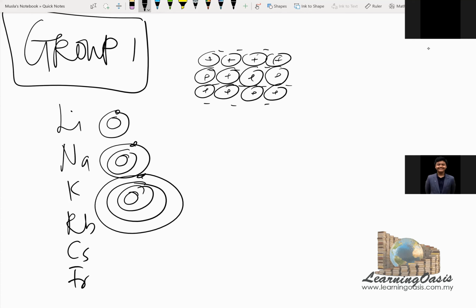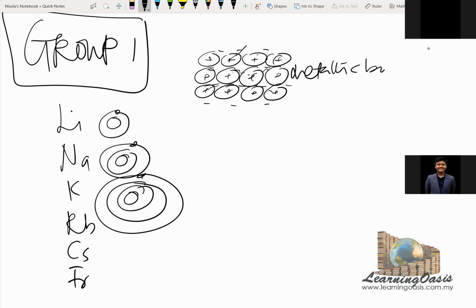So what holds them together is the metallic bond. The metallic bond is the attraction between the positive metal ions and the delocalized electrons. Because the delocalized electrons are negatively charged and the nucleus is positively charged, the attraction is what constitutes the metallic bond.